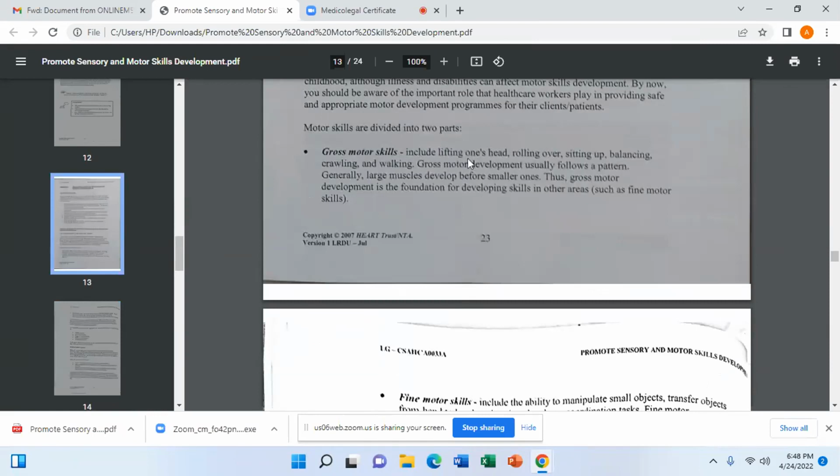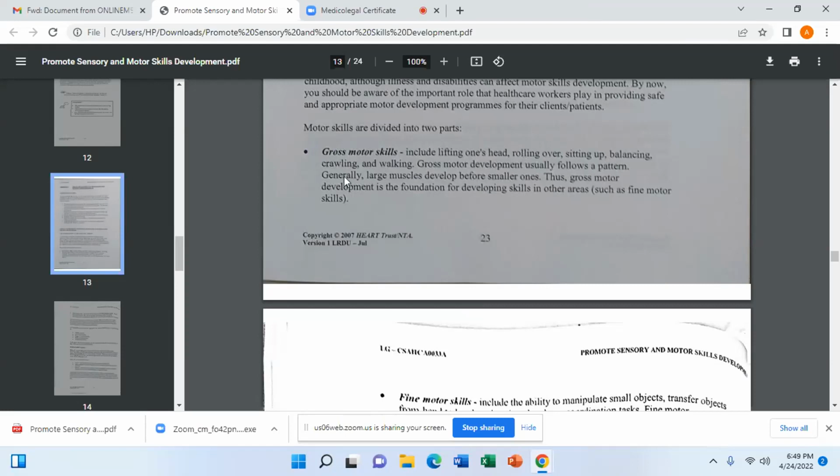Gross motor includes lifting one's head, rolling over, sitting up, balancing, crawling, walking. Motor development, it uses the big muscles. So you like lifting up your arm up in the air, or you like bending and touching your toes and stretching and doing jumping jacks and push-ups and those things. Those are gross motor skills and walking, right?